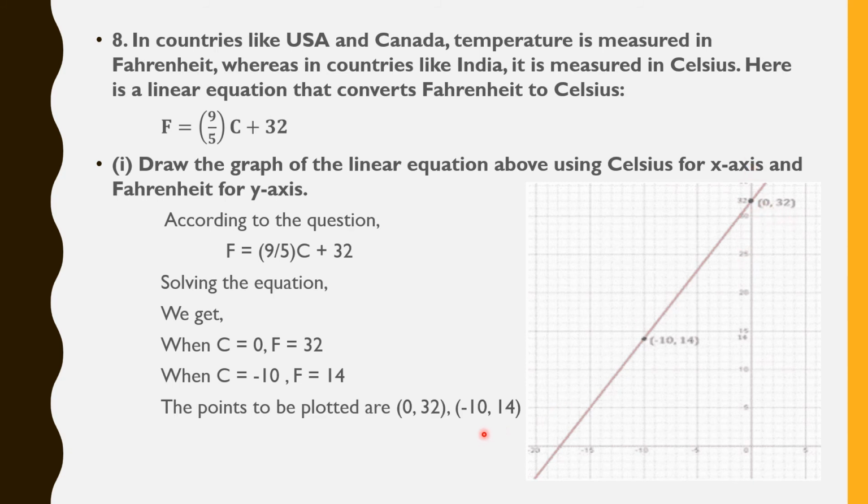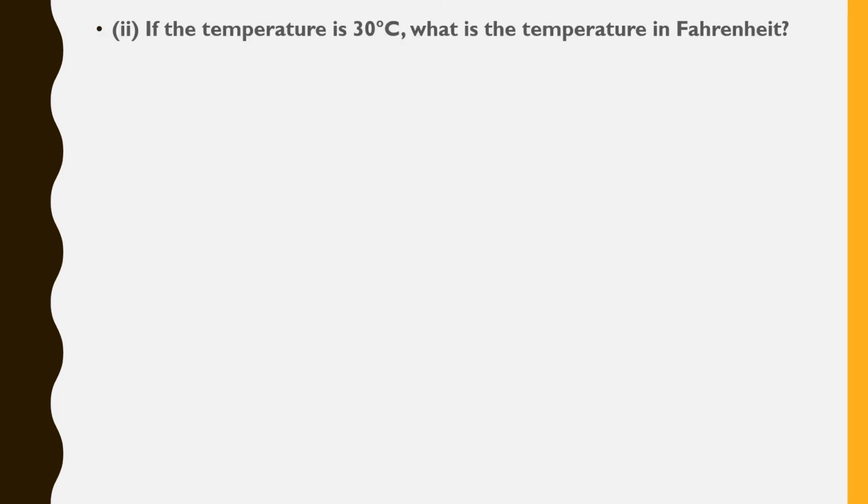Our next coordinate is (minus 10, 14). Minus 10, 14 means x is equal to minus 10 and y is equal to 14. We know that 14 will lie one line below 15. So this point would be (minus 10, 14). Now joining these two coordinates, I will get a straight line of F = 9/5 C + 32.